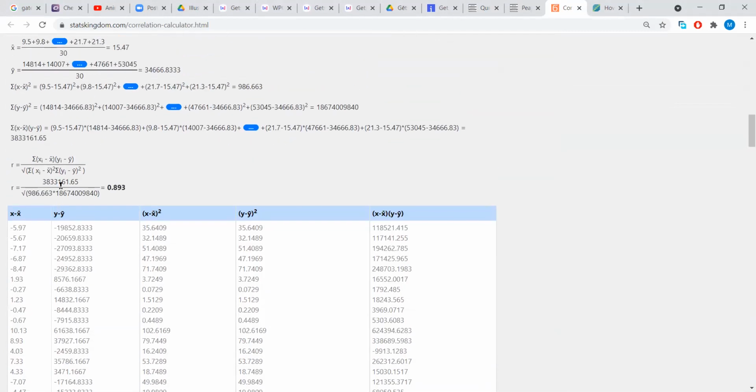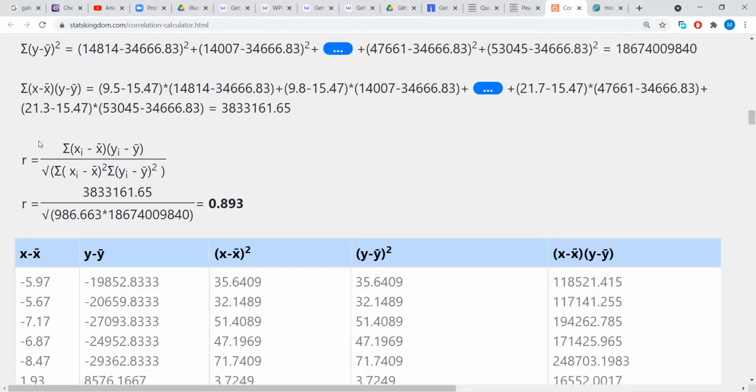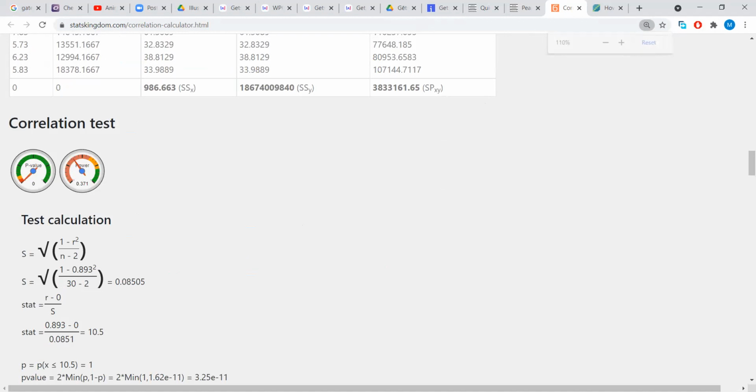The equation that I use is this, the correlation coefficient. So I get that R is 0.893. And then you asked us whether the correlation coefficient is equivalent to B1. I say it's not equivalent to B1 because B1 is 3,000, right?